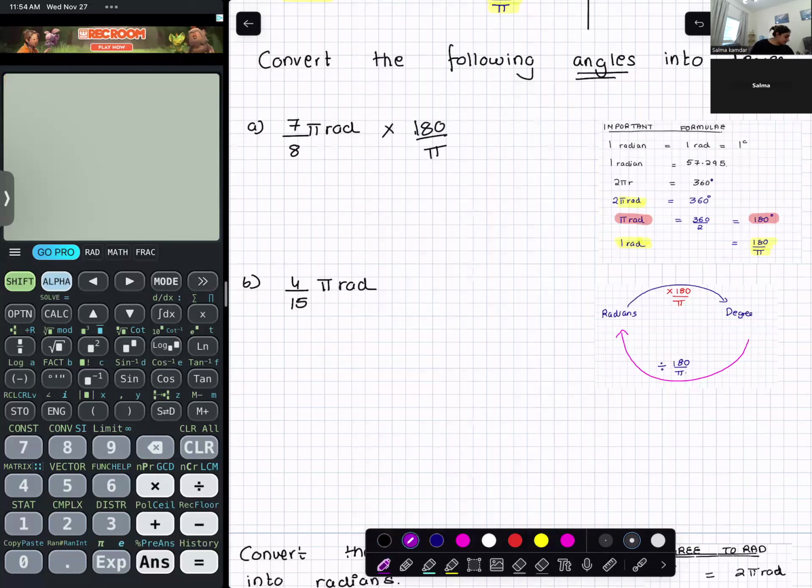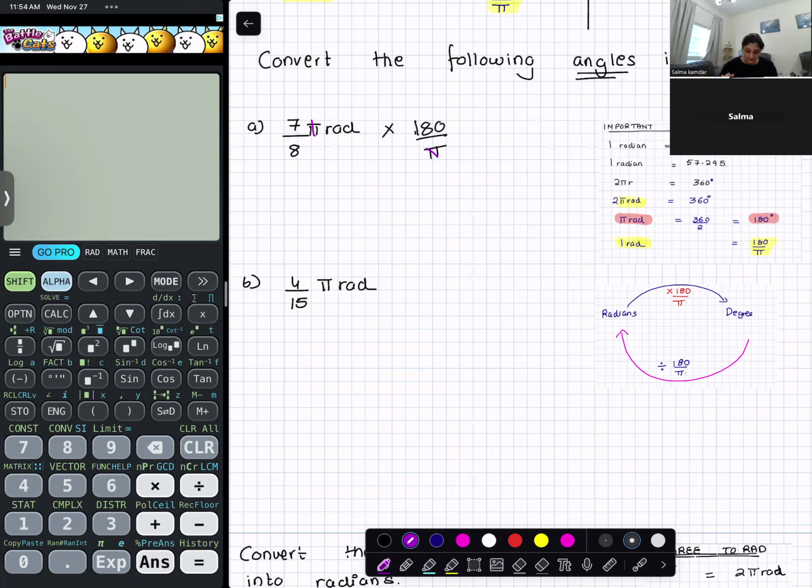So what you're simply going to do is multiply it by 180 by pi. Now this pi and pi goes away. So if I'm doing it on the calculator, I hope you can see the calculator, 7 into 180 divided by 8. I'm going to give you the answer of 157.5.